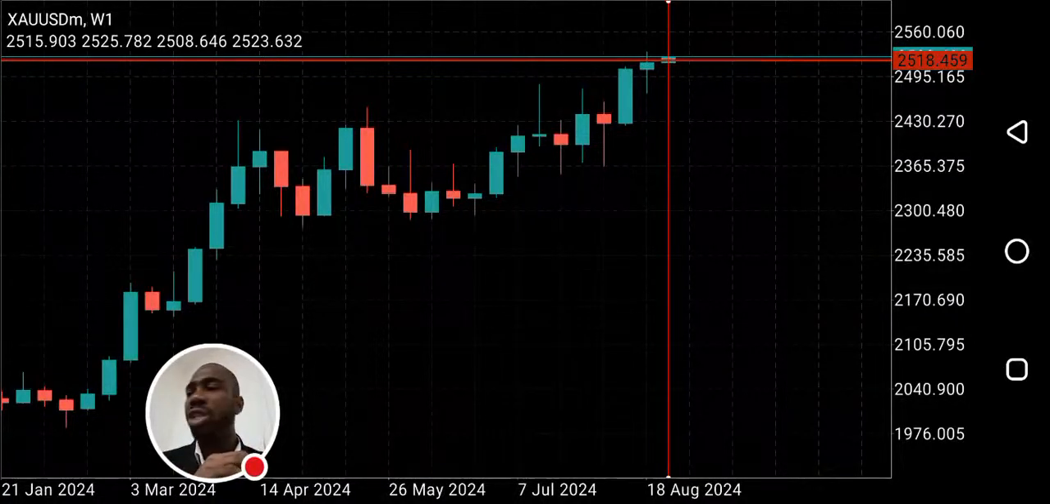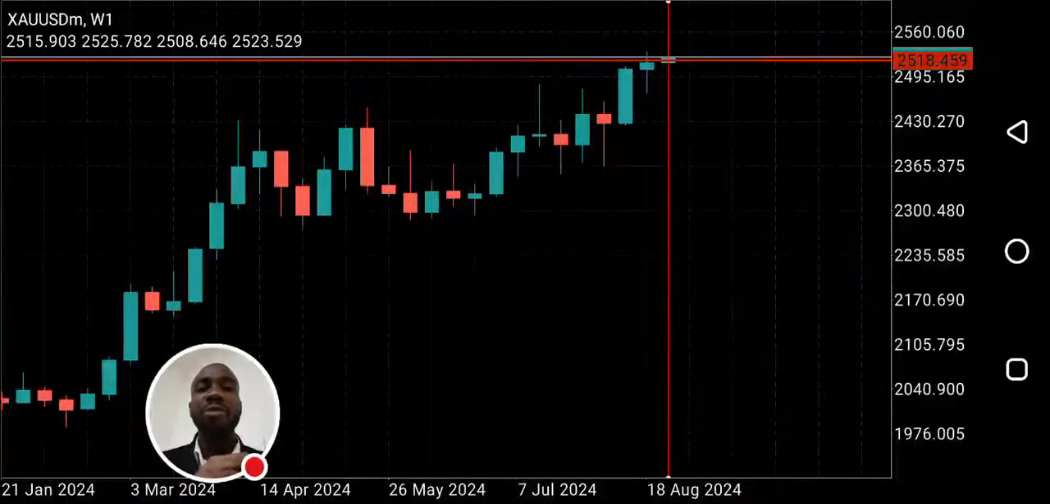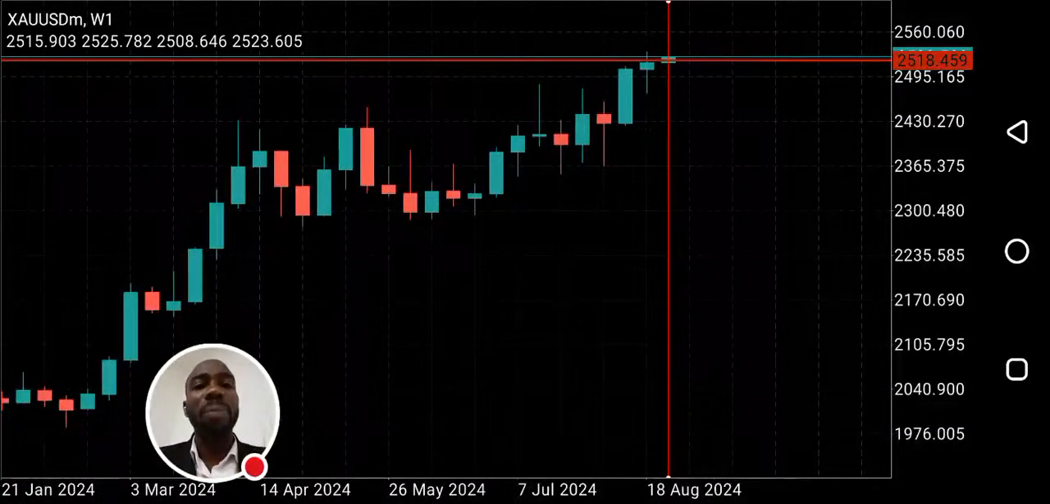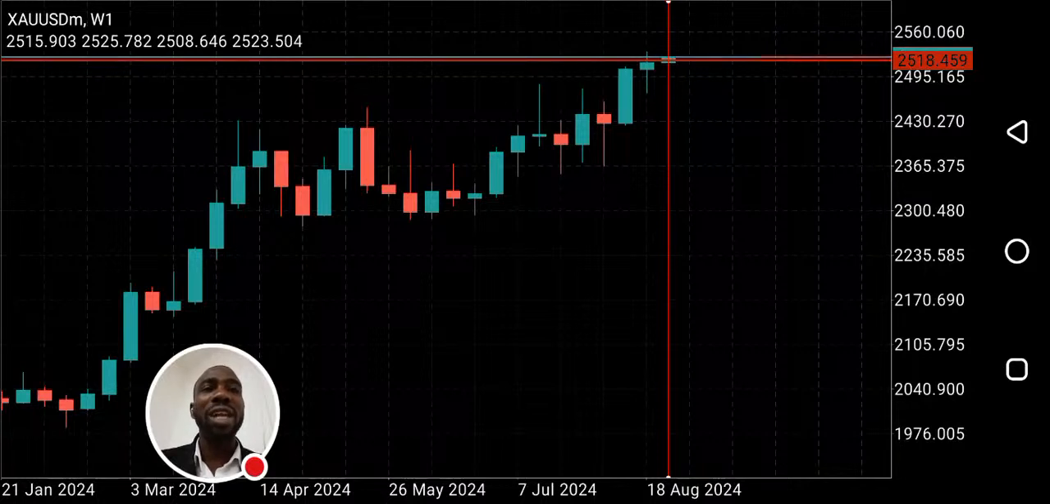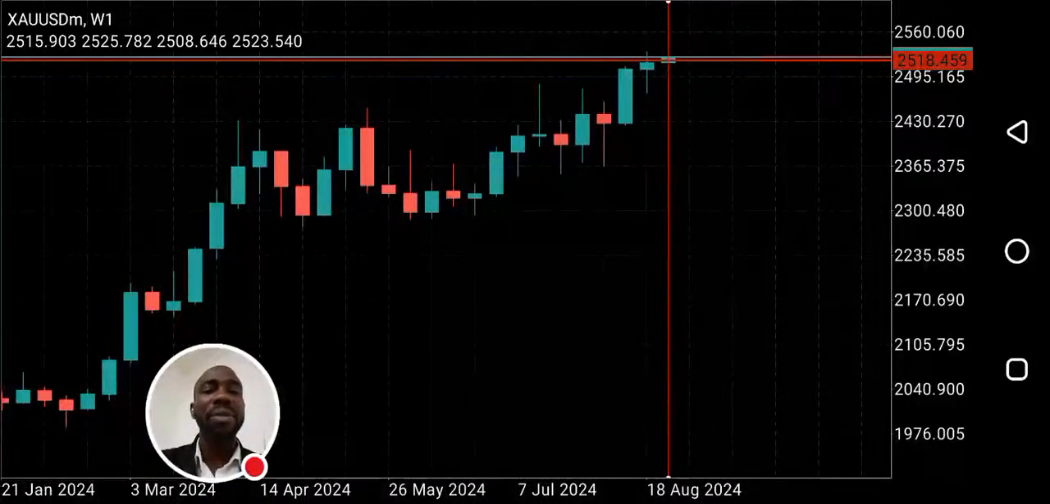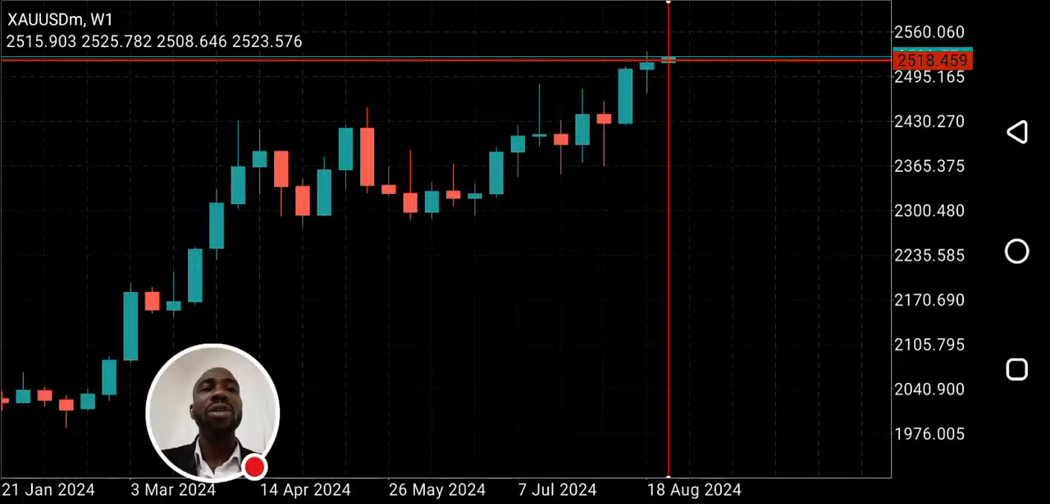Now we need to switch down to the daily time frame. If we are able to identify a bearish reversal pattern on the daily time frame after the spinning top that formed on the weekly time frame, then we should be considering going bearish on gold this week. Now let's go down to daily.